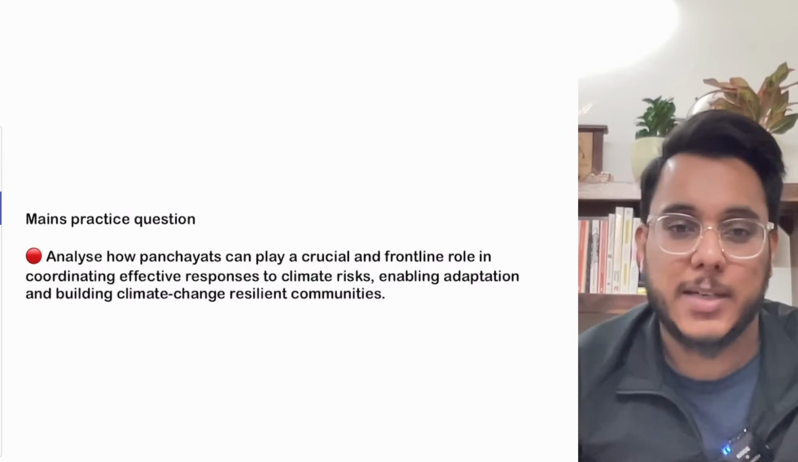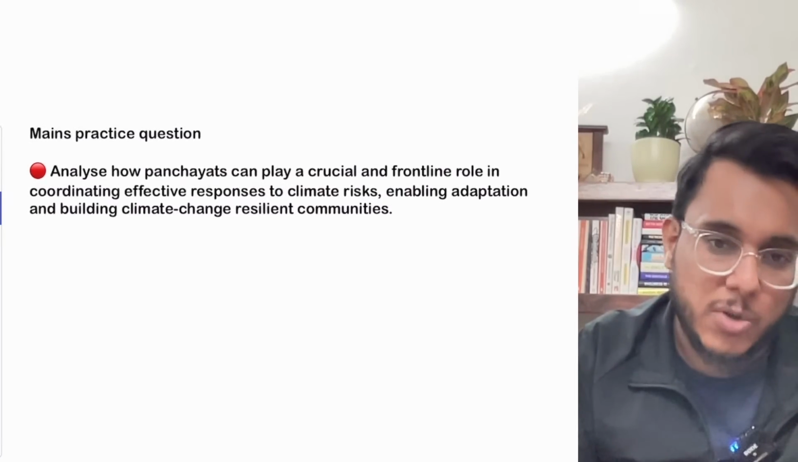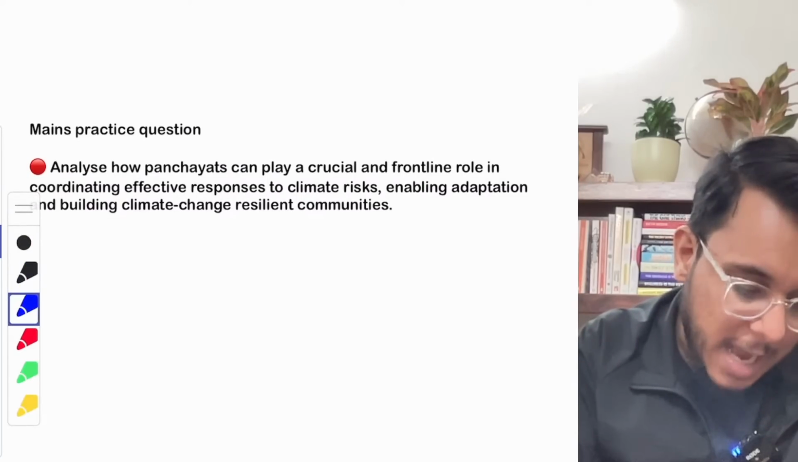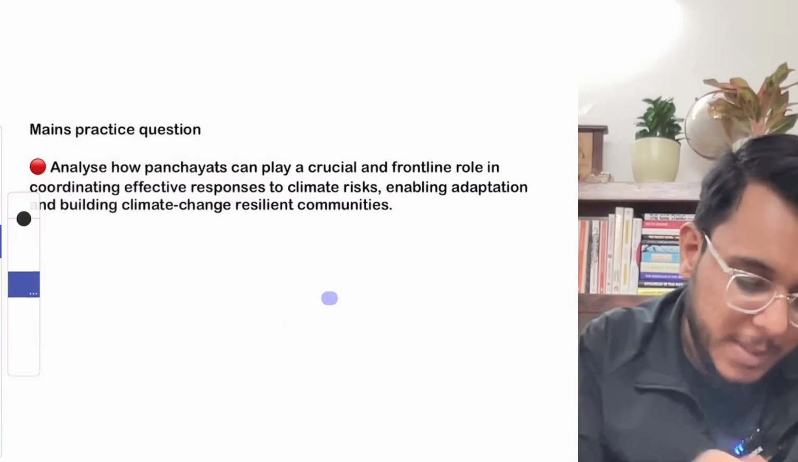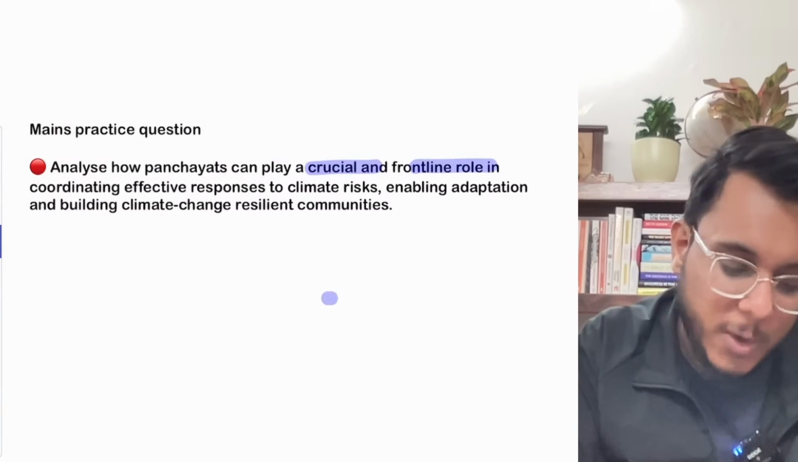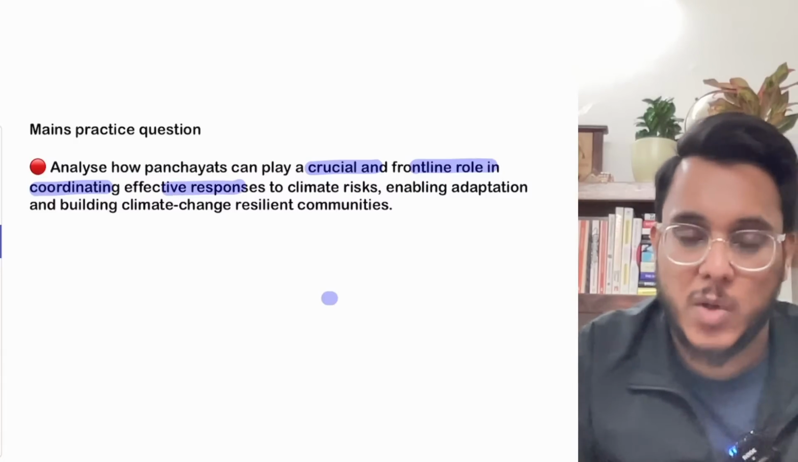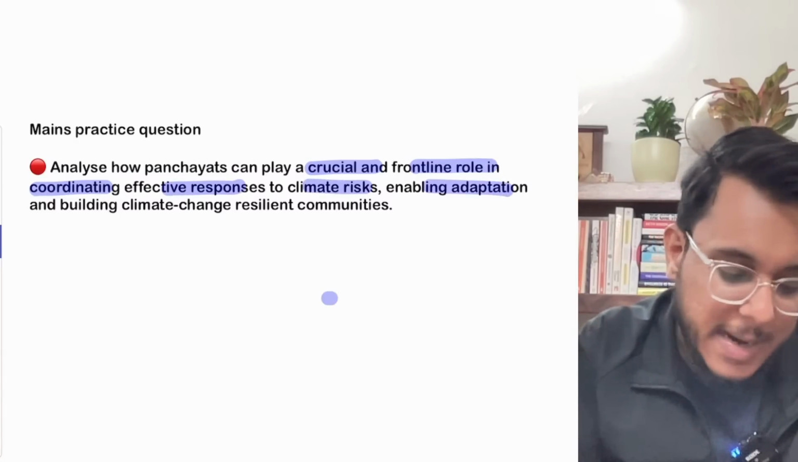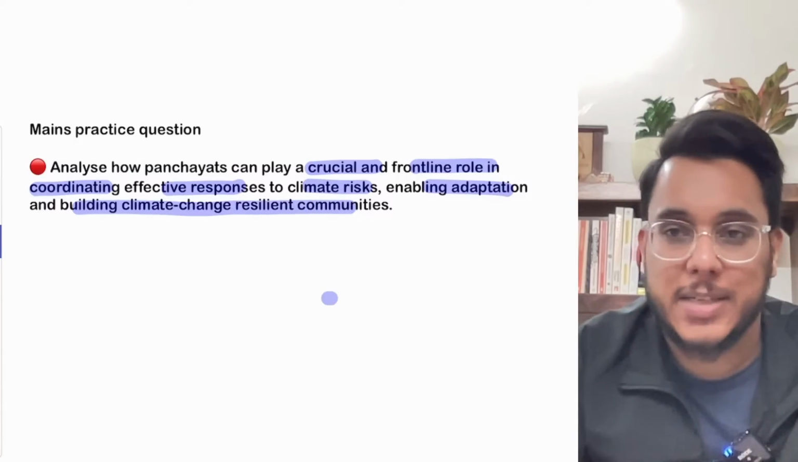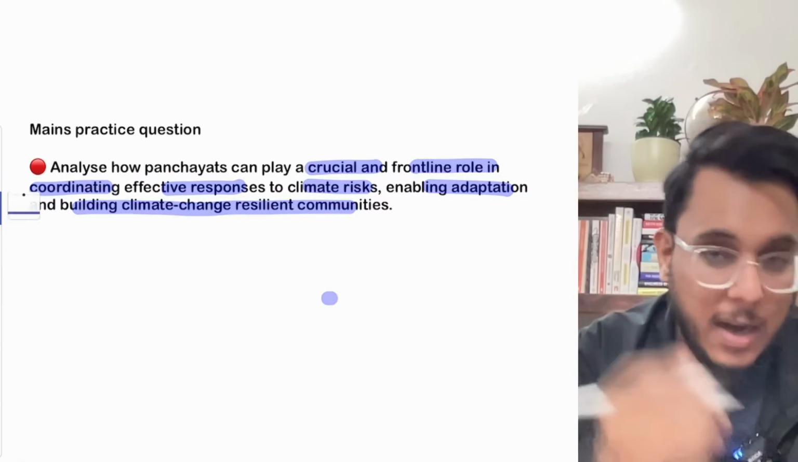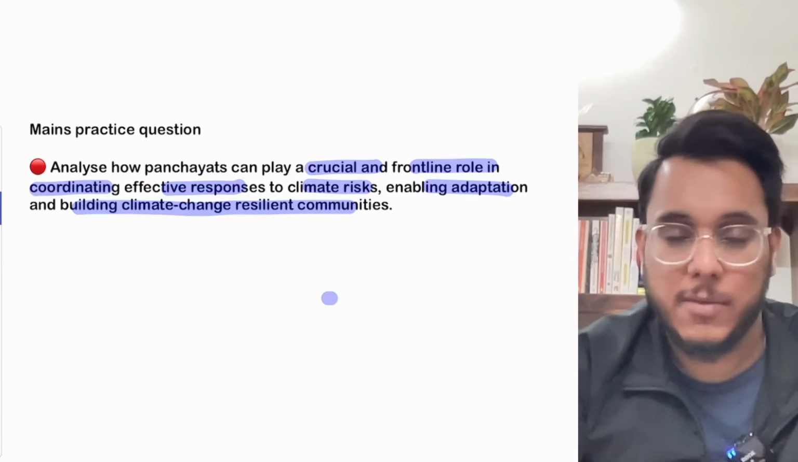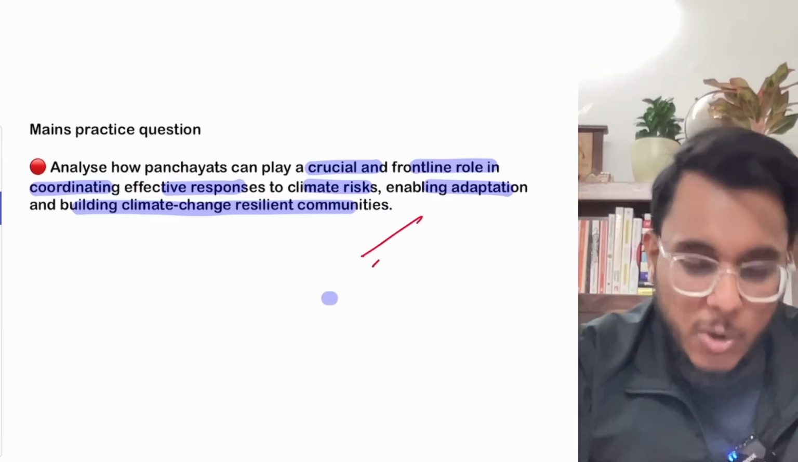Now, the mains practice question for today. The mains practice question for today says: analyze how panchayats can play a crucial and frontline role in coordinating effective responses to climate risk, enabling adaptation and building climate change resilient communities. This will be a 10 marker question and will be for GS paper number 2. That is all, guys, for today.